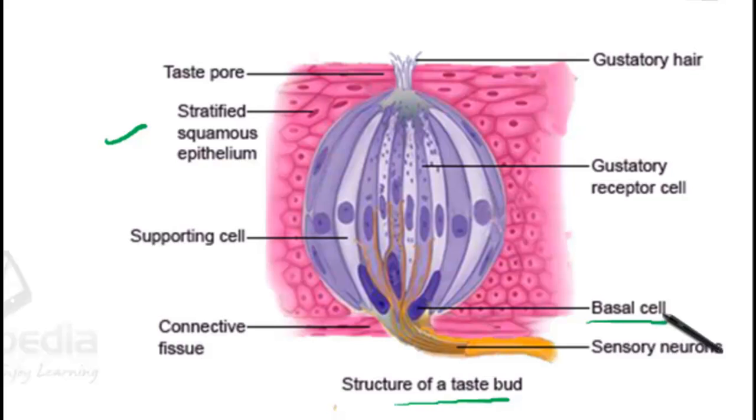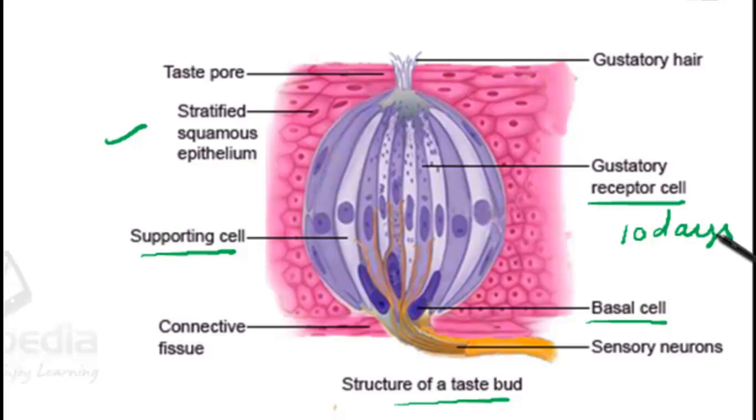They divide to form supporting cells, and supporting cells differentiate to form gustatory cells. So a group of 5 to 10 gustatory cells are supported by one supporting cell. The number of gustatory cells decreases according to age. As man becomes old, the number of gustatory cells also decreases. The lifespan of each gustatory cell is only 10 days.